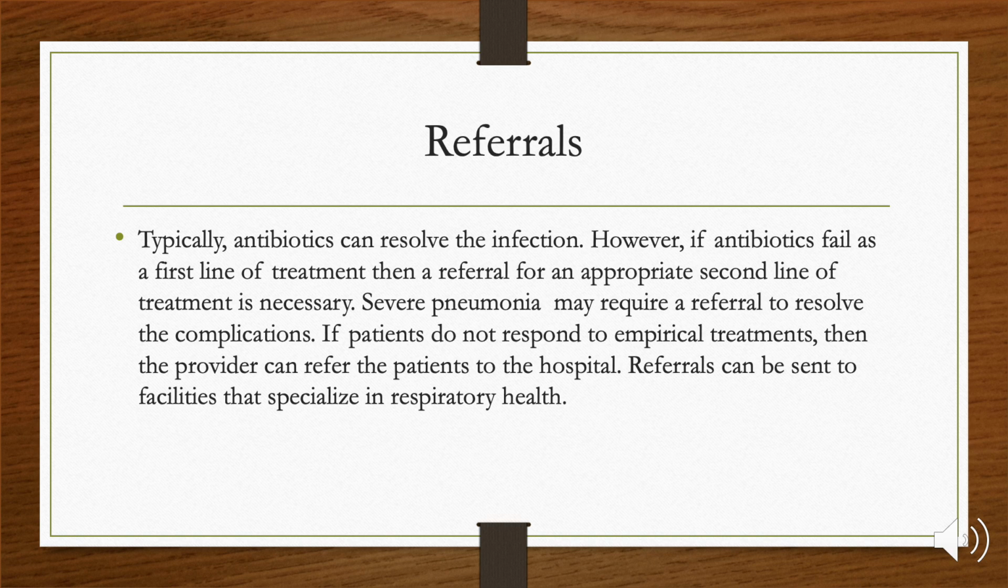Referrals for pneumonia being the main differential diagnosis. Typically, antibiotics can resolve the infection. However, if antibiotics fail as a first line of treatment, then a referral for an appropriate second line of treatment is necessary. Severe pneumonia may require a referral to resolve complications. If patients do not respond to the empirical treatment, then the provider can refer the client to the hospital. Referrals can be sent to facilities that specialize in respiratory health as well.